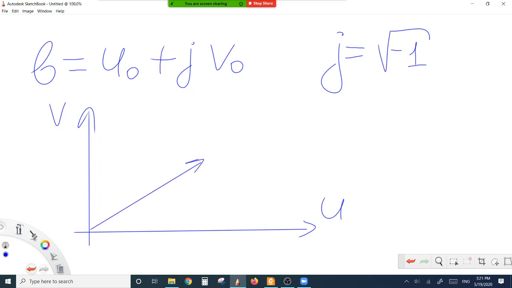So this is our b, and the projection of b to the real axis is u0, and the projection of b to the imaginary axis is v0, and the angle between b and the real axis is phi.